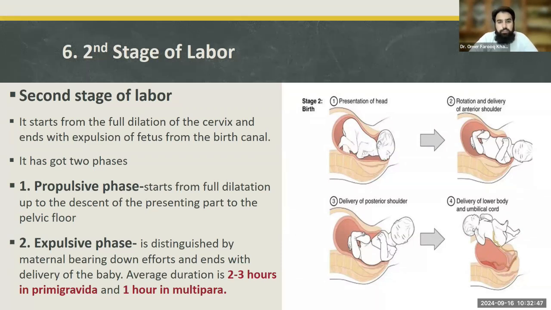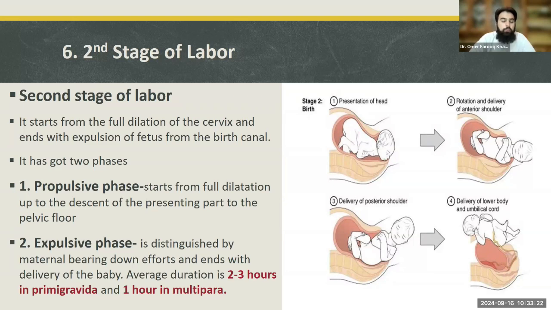The propulsive phase starts from full dilatation up to the descent of the presenting part to the pelvic floor. So in normal vaginal deliveries, I'm not talking about breech deliveries, the presenting part is the baby's head. It is not the buttocks or a leg or something else. The presenting part is the baby's head. So the propulsive phase starts from full dilatation up to the descent of the presenting part to the pelvic floor, and the expulsive phase is distinguished by the maternal bearing down efforts.